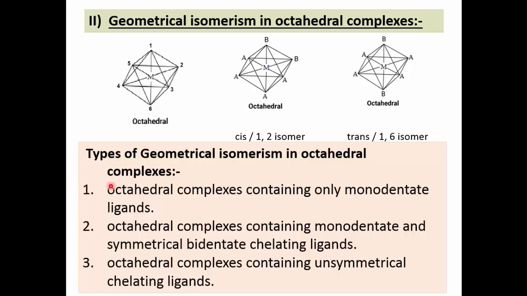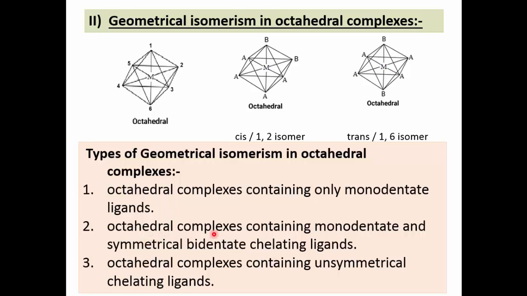So there are 3 types. First one is octahedral complexes containing only monodentate ligands. Only monodentate ligands are attached to the metal atom or metal ion. Monodentate ligand means they are coordinated to the metal ion through 1 electron pair. Monodentate ligand donates this 1 electron pair to the metal ion or metal atom.